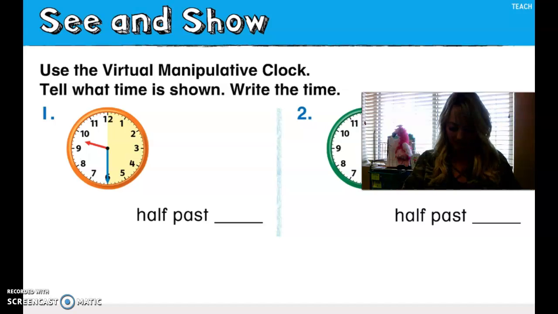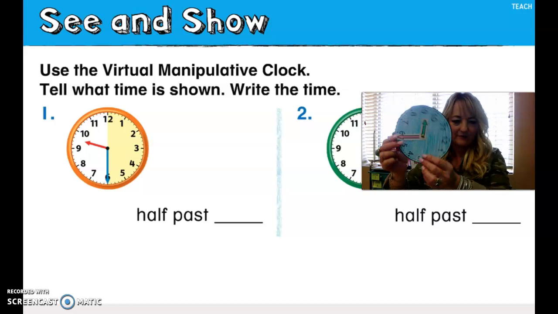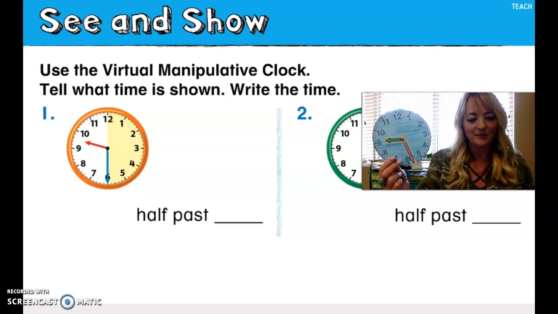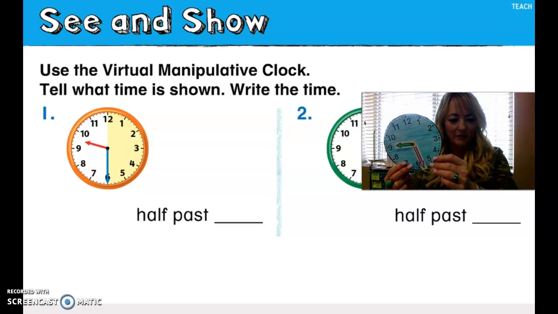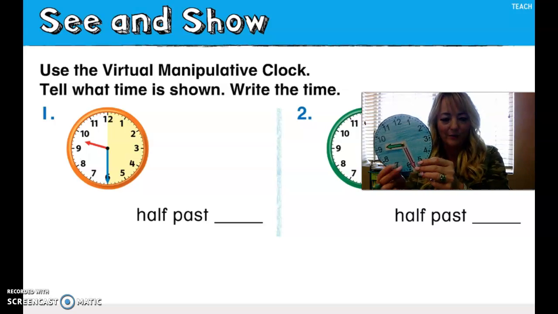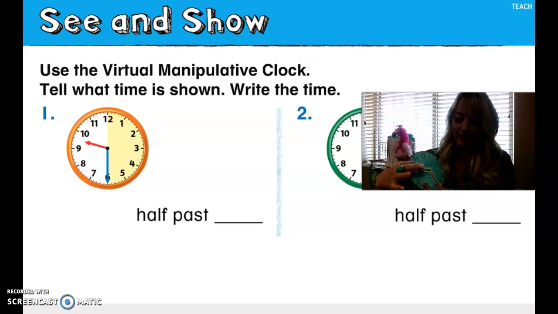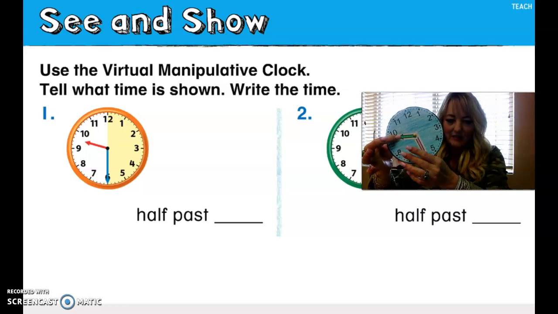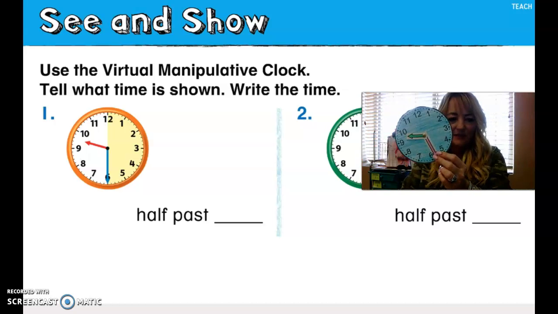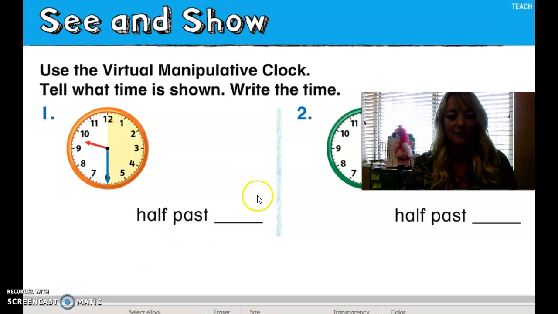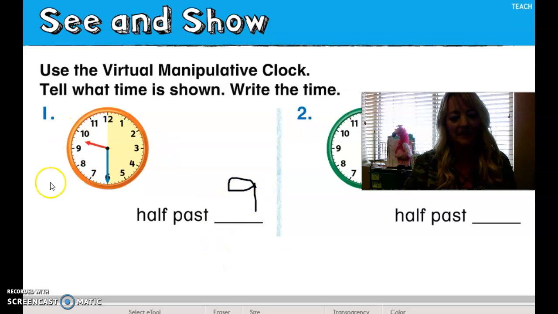Now we're going to use our little clocks to show the time, and then we'll tell what time is shown. So number 1 shows the hour hand between the 9 and the 10, and the minute hand straight down to the 6. So it's half past. And remember, we go for the lower number, which is 9. We don't start saying 10 until the hour hand points right to that.